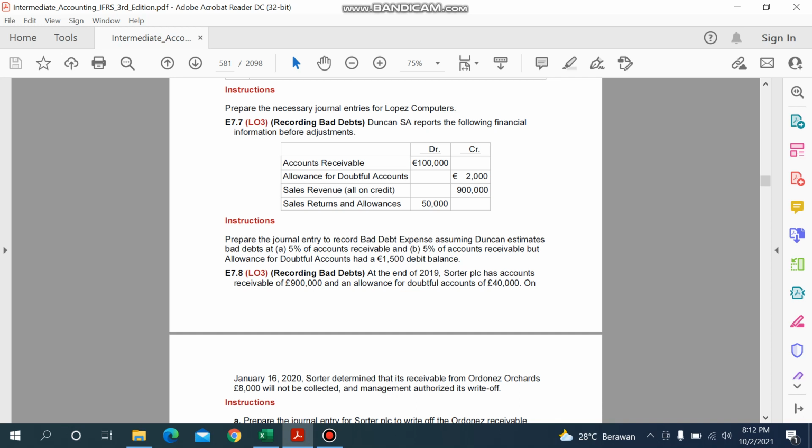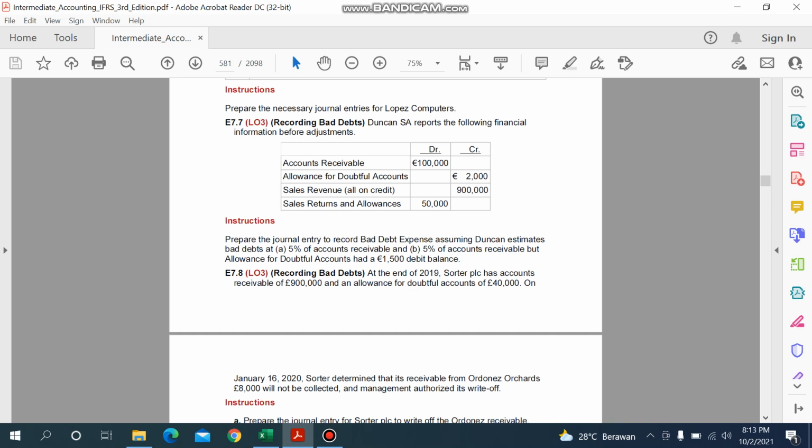The next question is E747. Duncan SE reports the following financial information before adjustment. So there's accounts receivable, allowance for doubtful accounts, sales revenue on credit, and sales return and allowances. Prepare the journal entry to record bad debt expense, assuming Duncan estimates bad debts at A, 5% of accounts receivable, and B, 5% of accounts receivable but the allowance for doubtful accounts had a 1,500 debit balance.